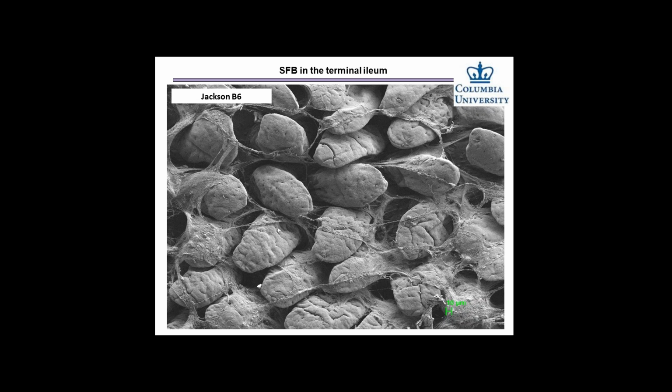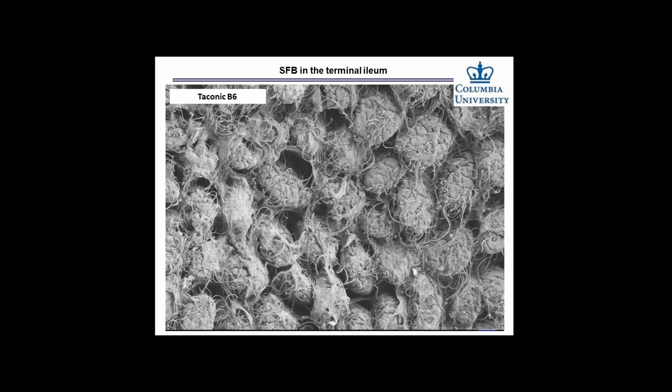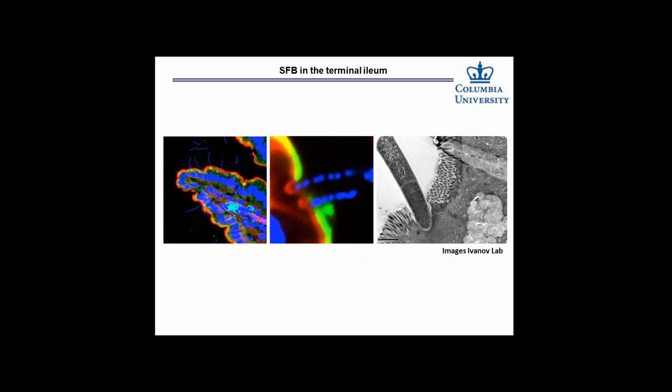Because of their unique morphology, we actually decided first to look whether they're present or absent, where their presence correlates with the induction of Th17 cells. This is an electron micrograph of the terminal ileum of a Jackson B6 mouse after washing most of the luminal contents. And this is the same section of the intestine from that we had at the time, and you can see the very different morphology and very obvious difference between the representation of bacteria that have the morphology of SFB.